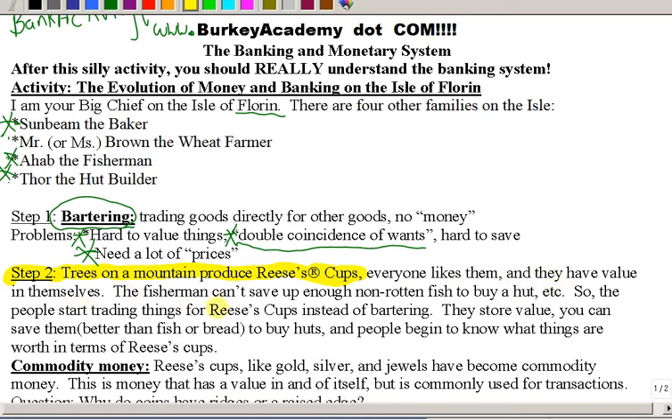The fisherman used not to be able to save fish because they would go bad. But Reese's peanut butter cups, they stay good for a long time. So people start trading them back and forth, and you only need one price for each good. You know, for example, that it's 5 Reese's peanut butter cups to get a loaf of bread, or it's 2 for a pound of wheat, or it's 3 for a pound of fish, or it's 50 Reese's peanut butter cups to get a hut. So everybody trades in Reese's peanut butter cups.